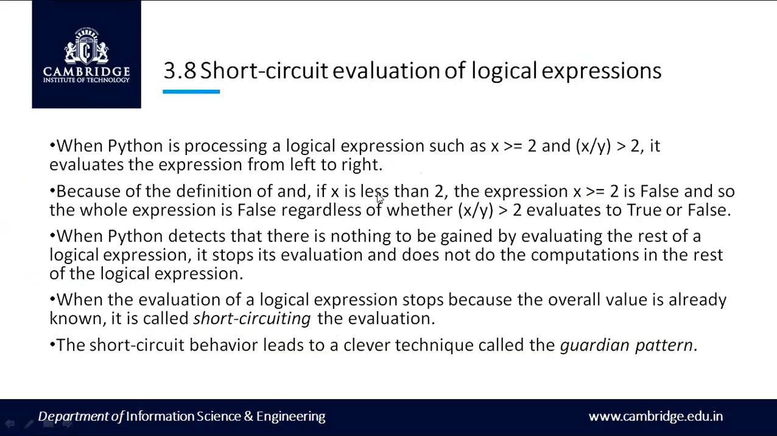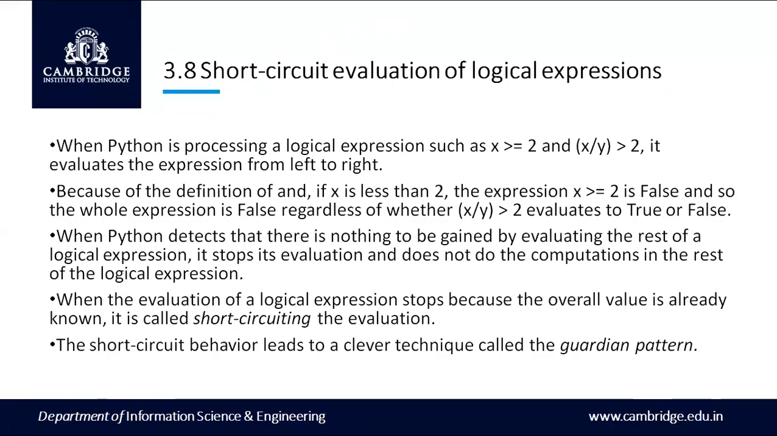And the last topic in this chapter 3 is short circuit evaluation of logical expressions. When Python is processing a logical expression such as x >= 2 and x / y > 2, it evaluates the expression from left to right. If x is less than 2, then the expression x >= 2 is false, and so the whole expression is false, regardless of whether x / y > 2 evaluates to true or false.